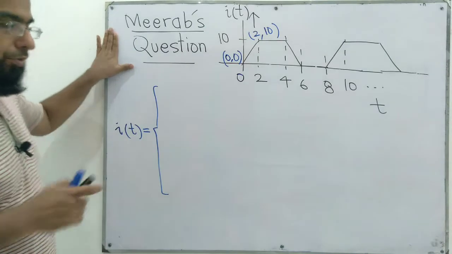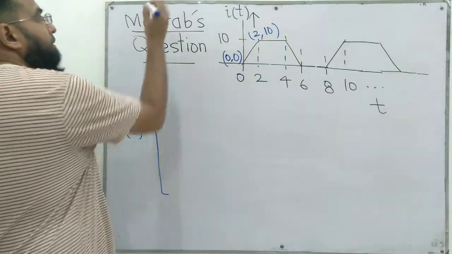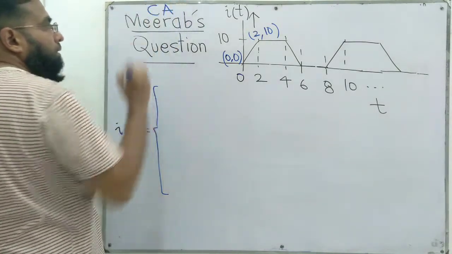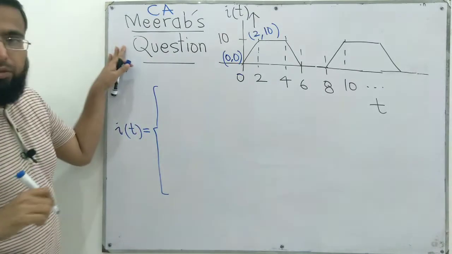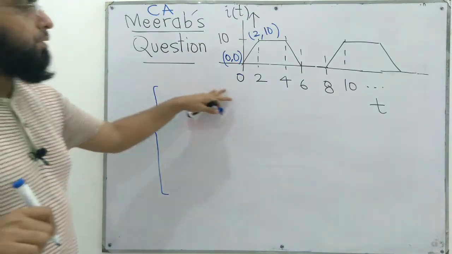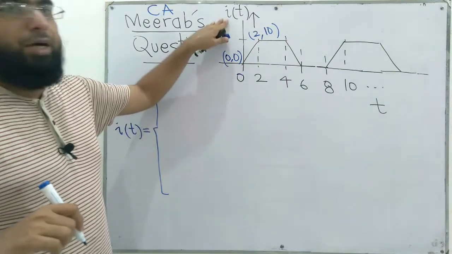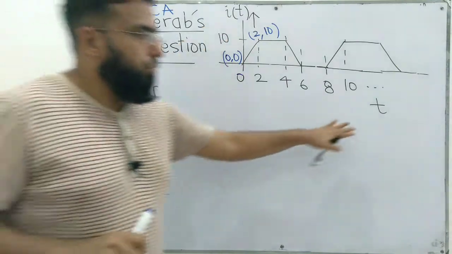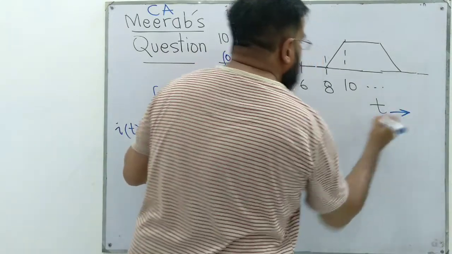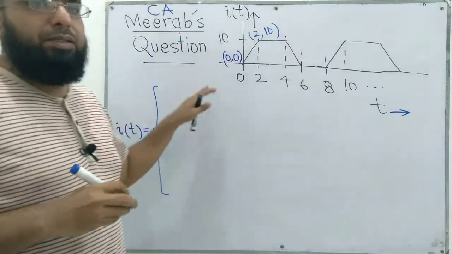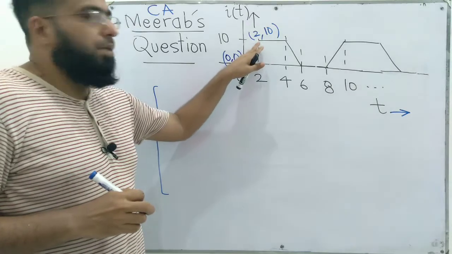In this short video of circuit analysis, we will answer a student Meerab's question. The question is that we are given a wave shape for I of t versus t, and it is piecewise linear. It's linear in pieces.